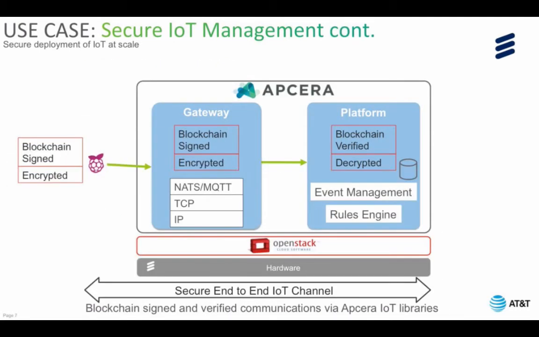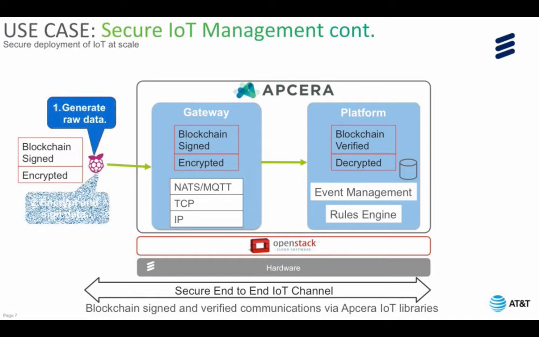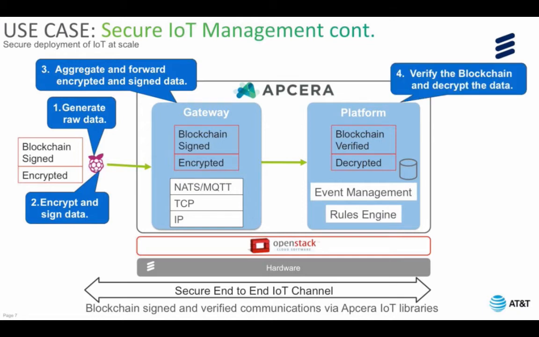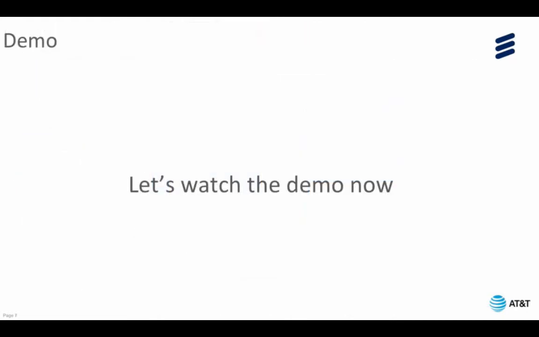So what we're going to show in the demo, in this case, we're taking a Raspberry Pi. The raw data from the Raspberry Pi will be blockchain signed and then encrypted, and then it will go to the Apsara gateway, where it will be aggregated, and then it will be pushed out to the Apsara platform, where the blockchain will be verified and the data will be decrypted, and then the event is processed by the Splunk based on the event management and the rules engine. So let's watch the demo now.